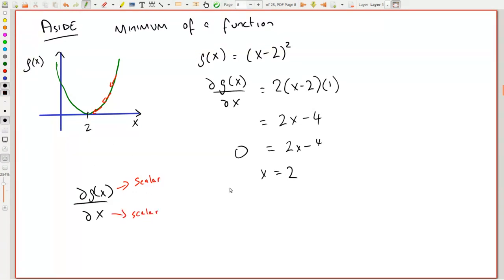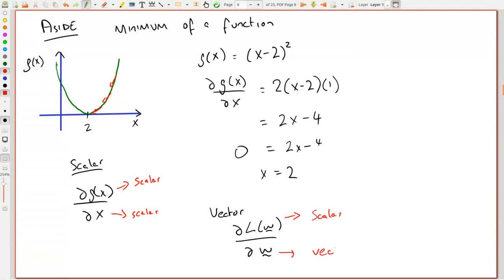But the leap we're going to have to make today is when we have vectors, okay? So we're going to have some function, like for example, our loss, and we're going to have to take the partial derivatives with respect to the weight vector W. Remember, our loss is a scalar quantity, but W is actually a vector.